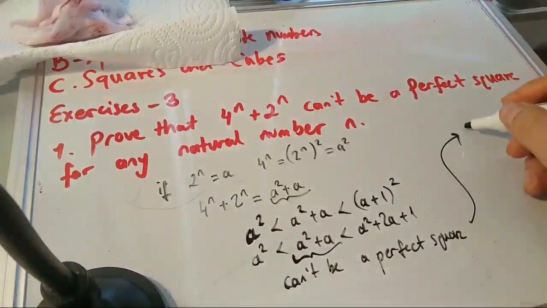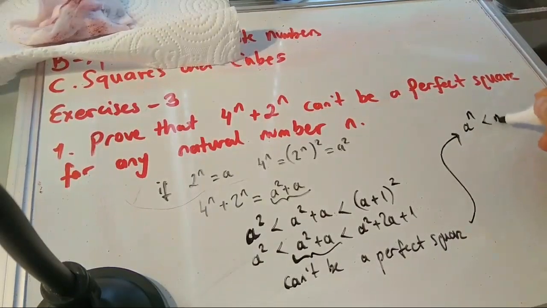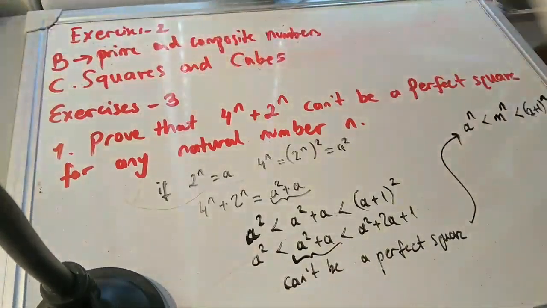Because, remember, a to the power of n is less than m to the power of n is less than a plus 1 to the power of n, and in this case, m cannot be a perfect square. So a square plus a cannot be a perfect square. Of course, we have another way, but I think this way has proven more useful for us. It's more practical, it seems.